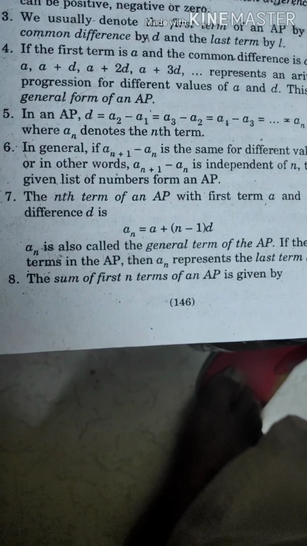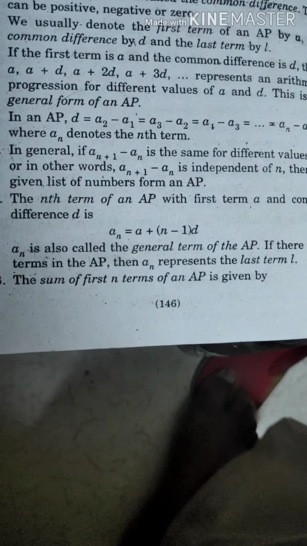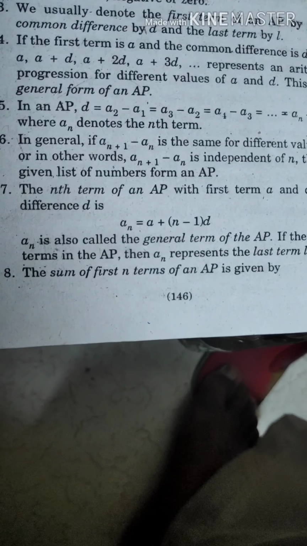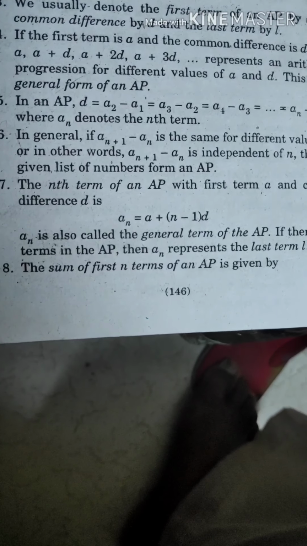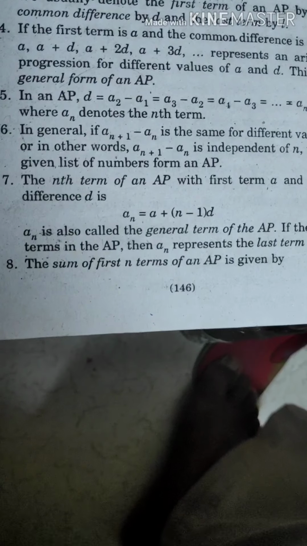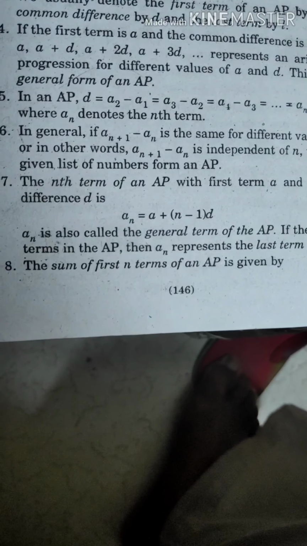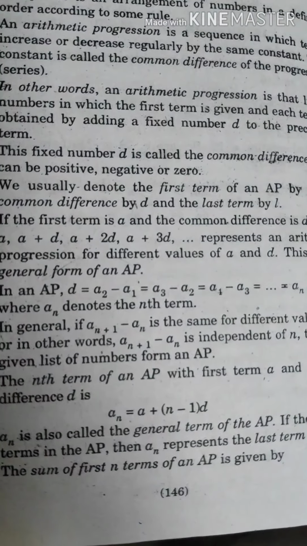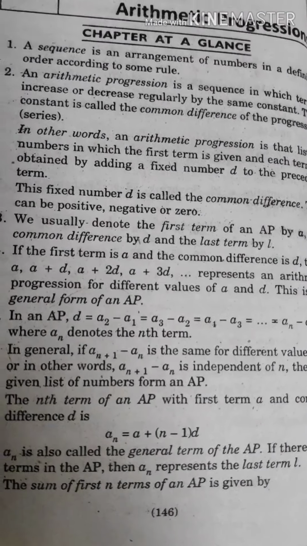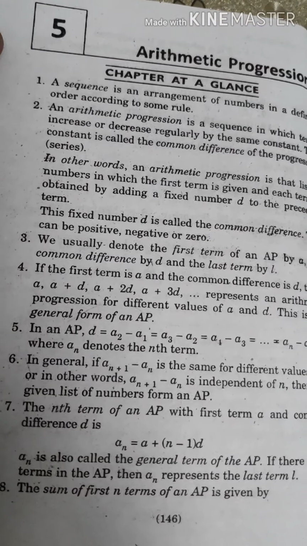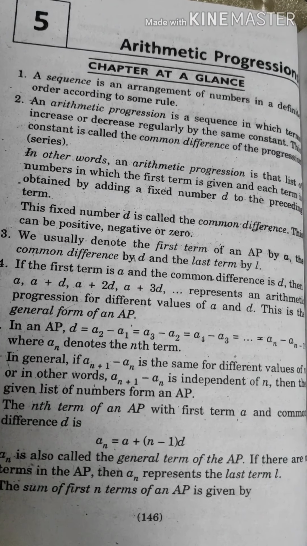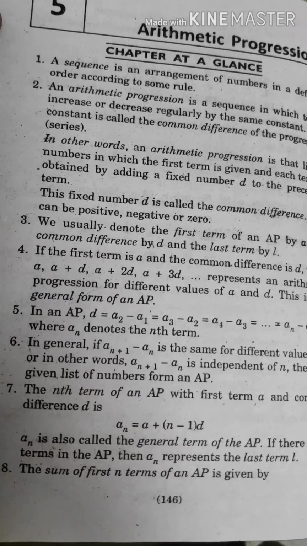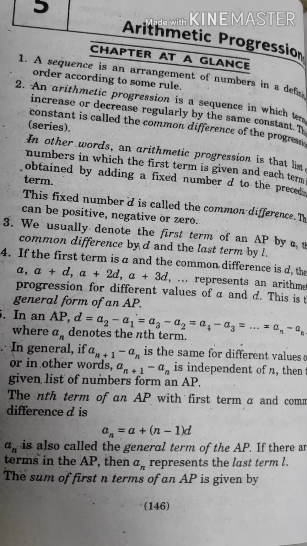The nth term of an AP with first term a and common difference d is given by the formula an equals a plus (n minus 1)d. Students, kindly note this formula: an equals a plus (n minus 1)d. An is also called the general term of the AP. If there are n terms in the AP, then an represents the last term l.